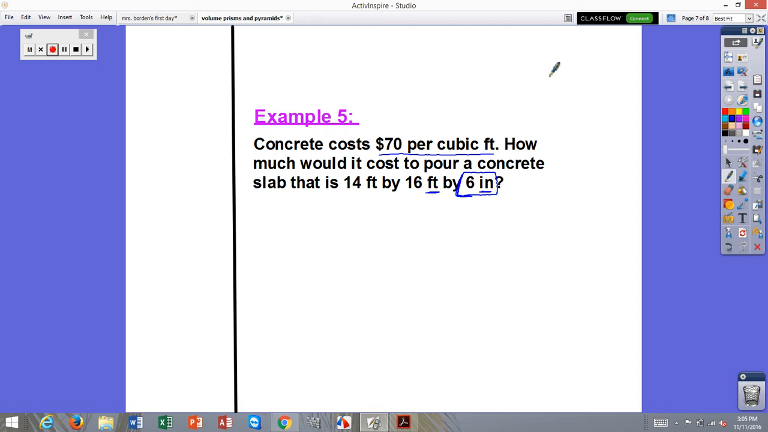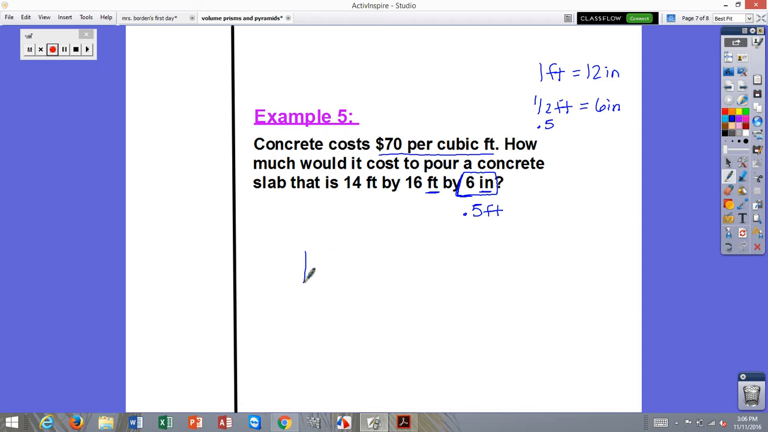We need to know that 1 foot is equal to 12 inches. So if you have 6 inches, then you have 1/2 of a foot. Or you can also say 0.5 if you want to work with decimals. So half of the 12 inches would mean that you have half of a foot. So we're going to say 0.5 feet.